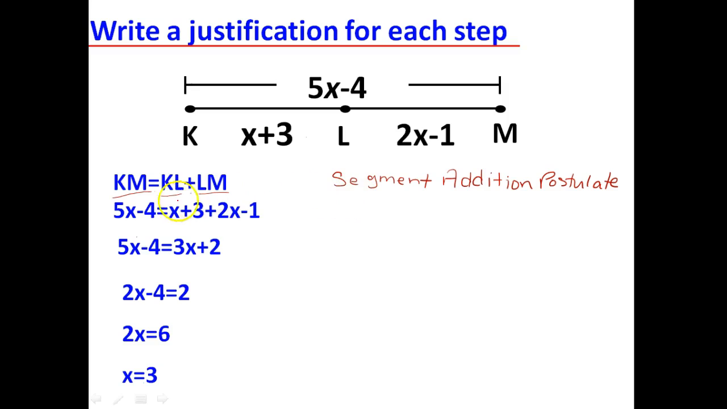All right, so next we have KM equals KL plus LM. The next step, we now have 5x minus 4 equals x plus 3 plus 2x minus 1. What did they do? It was substitution. So that step was substitution. I went from 5x minus 4 equals x plus 3 plus 2x minus 1 to 5x minus 4 equals 3x plus 2. All we did was simplify.